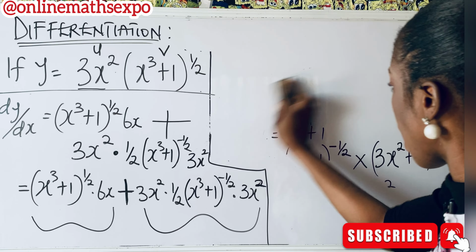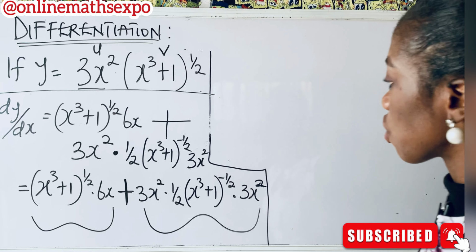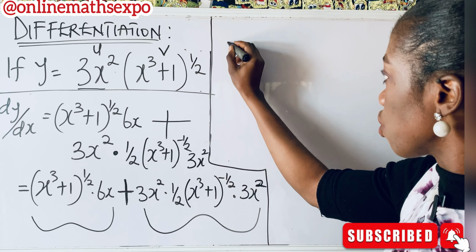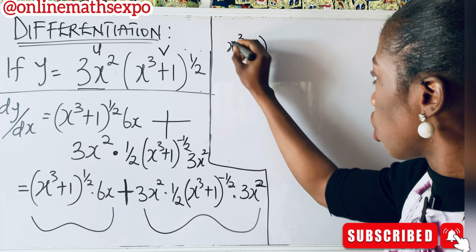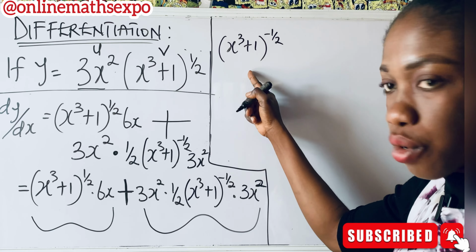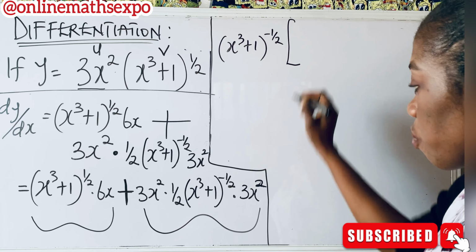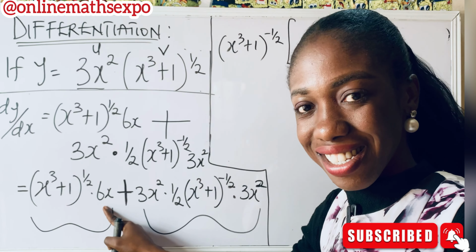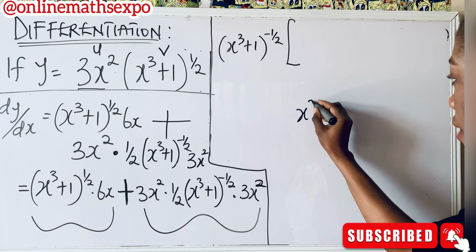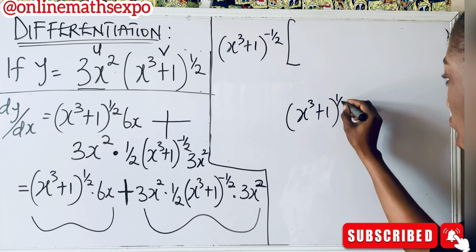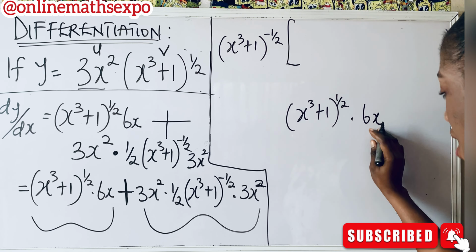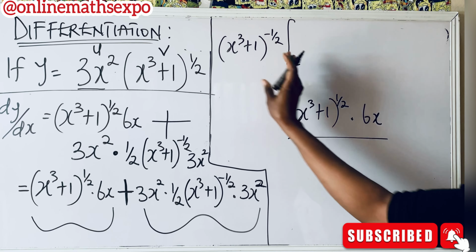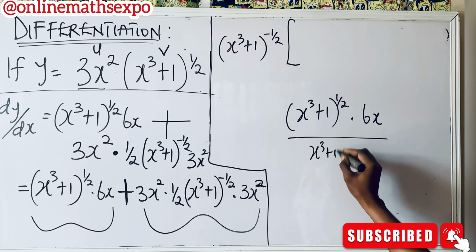So if you factor out the one of lesser power, we are going to have x cubed plus 1 to the power of negative half. We factored it out. I hope you are following. Now that you factored it out, use it to divide this. So in that case, look at what we have. x cubed plus 1 to the power of half, multiplying 6x. This is one side, okay? Then if you divide it by this value you factored out, look at what we have there.